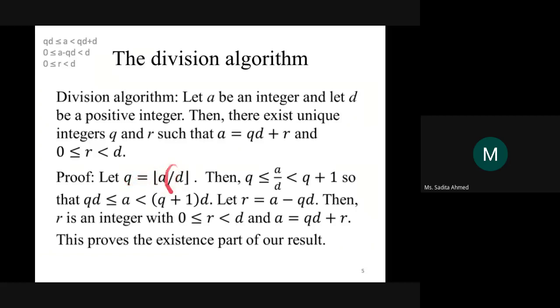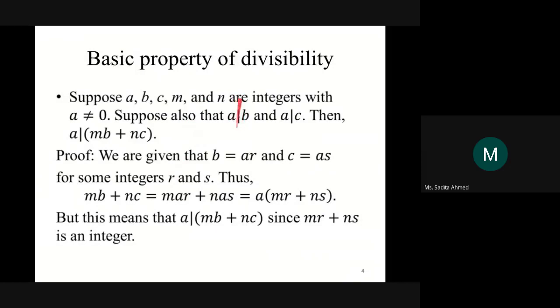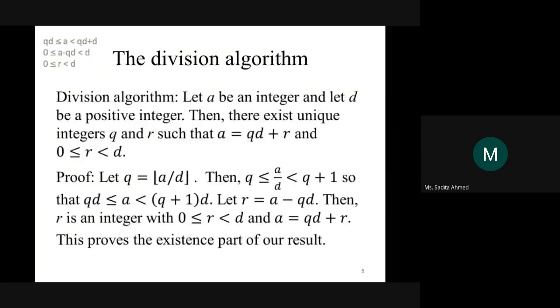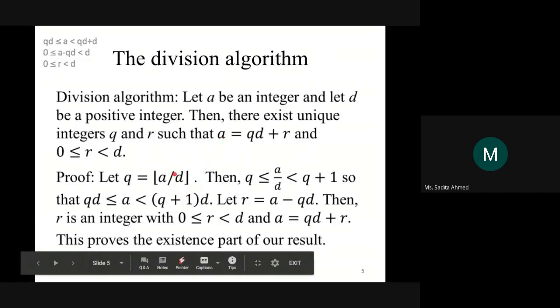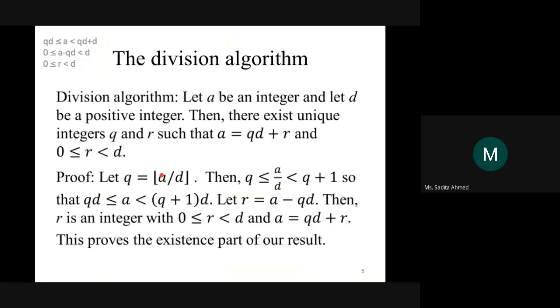And again, don't confuse this with this. When we use this specific symbol, a vertical partition, it means that the number on the left hand side divides the number on the right hand side such that the result is an integer. Here we're talking about normal division, where the number on the left hand side is divided by the number on the right hand side, and the result can be anything. So by the definition of quotient, can we not say that q will be what we get after applying the floor function on a by d?